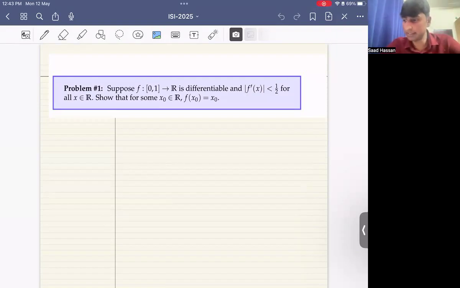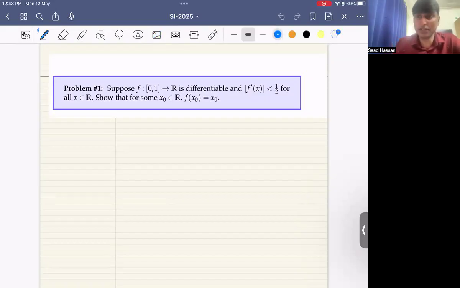So it begins with: suppose f is a function defined from 0 to 1 to R, differentiable, and f dash x का मॉड जो दे रखा है it's less than 1/2 for all x. Then show that f of x naught is equal to x naught for some x naught. Let's begin. शुरू ऐसे करते हैं कि let me define a new function. मैं एक नया function define करता हूँ that g of x which is in fact f of x minus x.